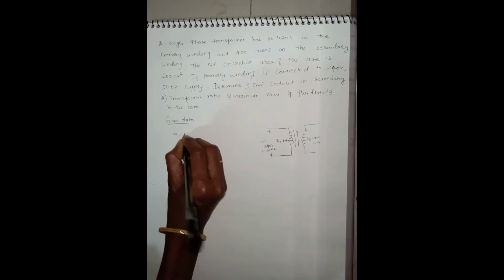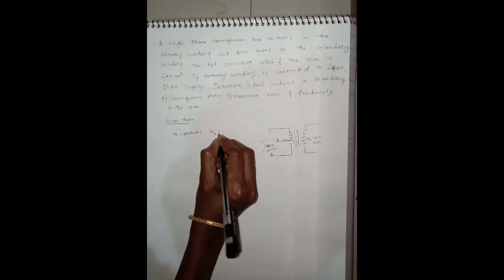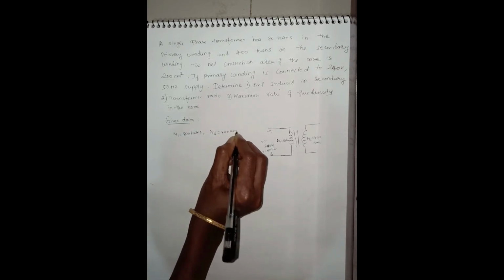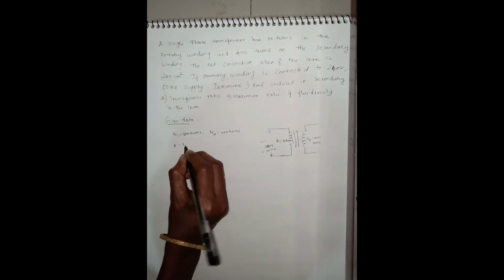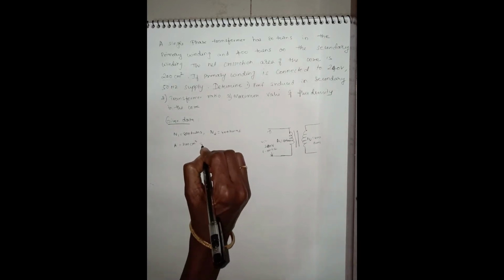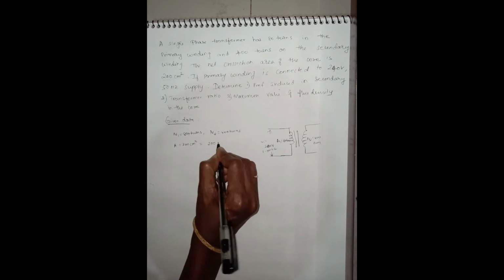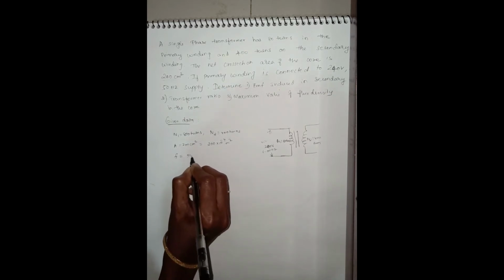And determine the EMF. Therefore, first you can write the given data. Given data is N1 equal to 800 turns, N2 equal to 400 turns, and area is 200 centimeter square, that we can change as 200 into 10 to the power of minus 4 meter square. Change it into standard units.